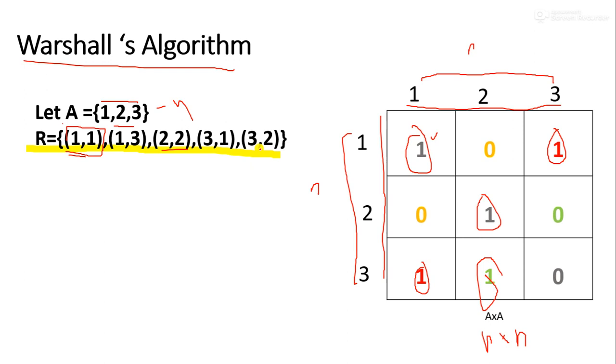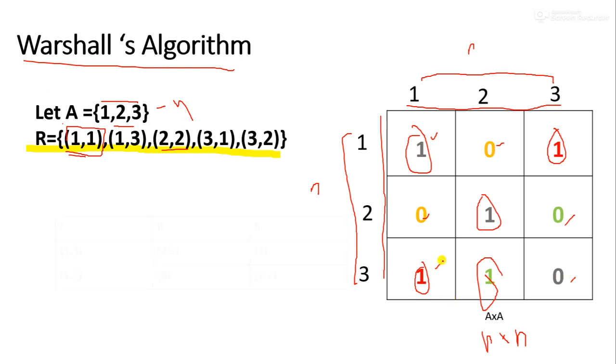Another element is 3 and 2. This is our 3 and this is our 2, so we need to put 1 here. So these are 1 and 1, 2 and 2, 3 and 1, 3 and 2. This is how we put 1 on those cells which contain the relation, and we put 0 on the remaining cells. So this is our first step.